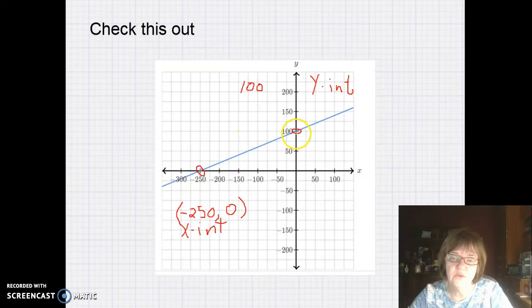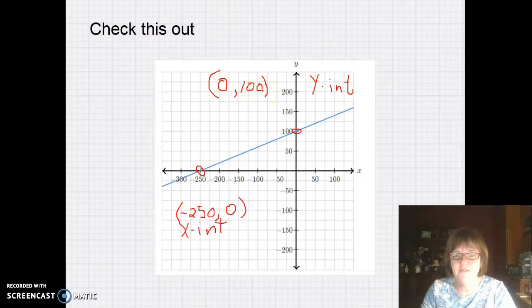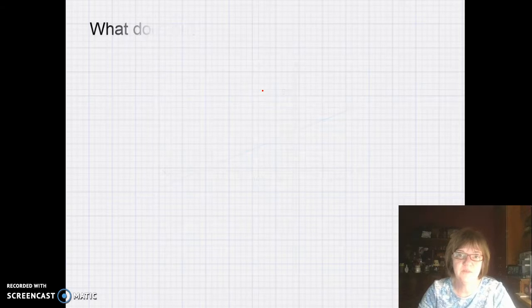That is just the value of how far up we go. However, that's only part of the coordinates. So we want to say 0 for x, because notice we don't go left or right, we just go up. So the y-intercept is 0, 100. Now I want you to notice something. When we went for the x-intercept, the only number that had a value was the x. When we got the y-intercept, the only value that had a number was the y. I know, obvious, but I just had to point that out to you.